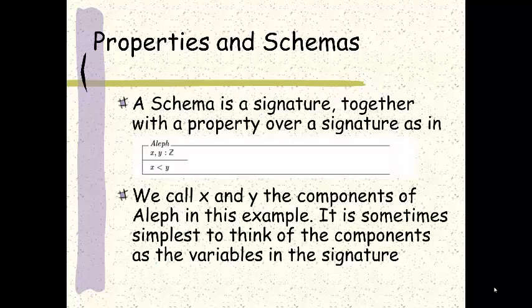So a schema is a signature together with a property over the signature, as in Aleph. Here you have x, y as members of Z, and x is less than y. We call x and y the components of Aleph in this example, and it's sometimes simplest to think of the components as the variables in the signature.